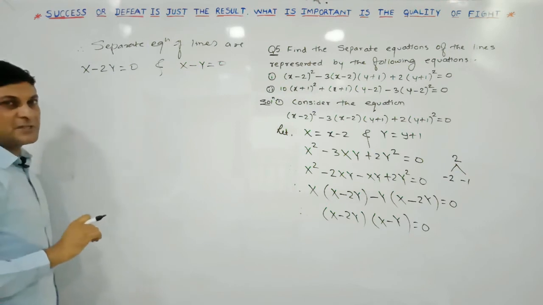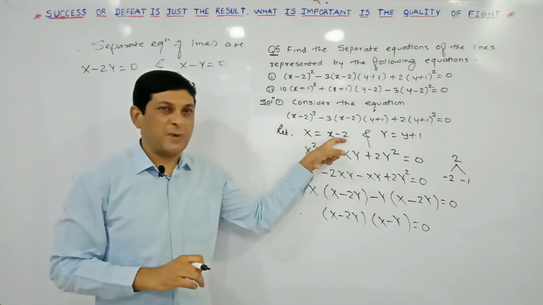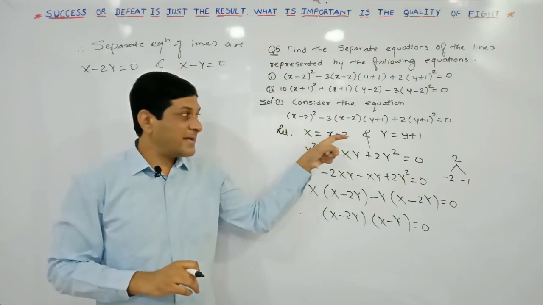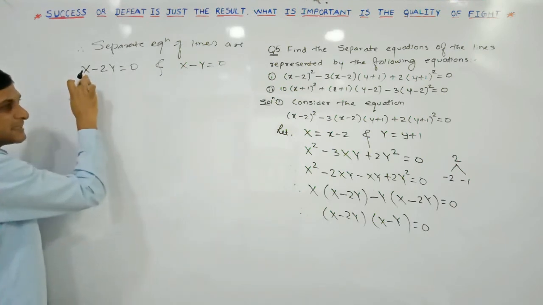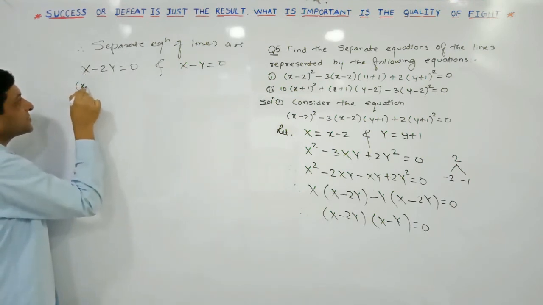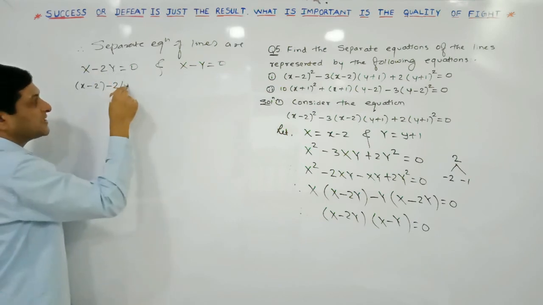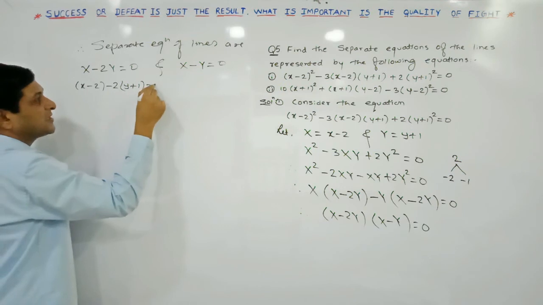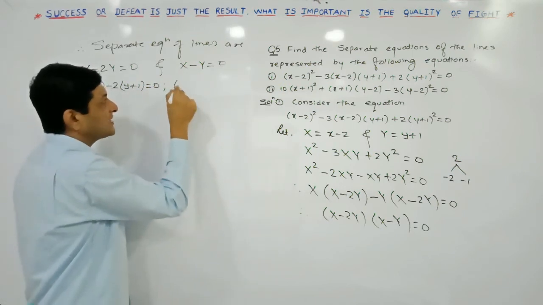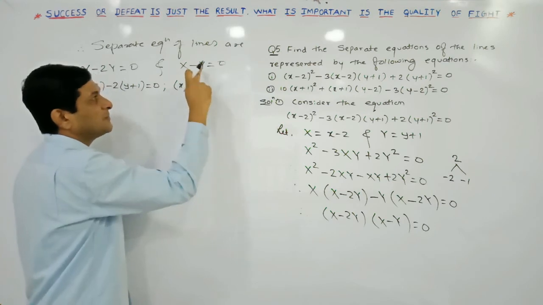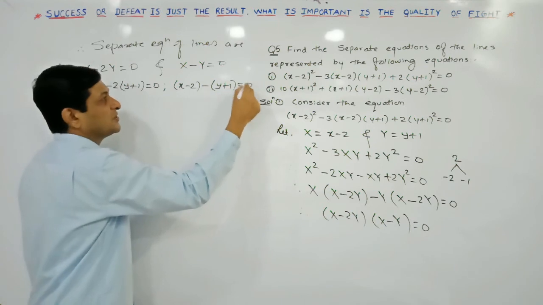Once the separate equations are known to us, then what is our supposition here? Capital X means x minus 2. So replace capital X by x minus 2 and capital Y by y plus 1. So we are replacing this X by its value x minus 2, minus 2, keep it as it is, replace Y by its value, that is y plus 1. On this side equal to 0, keep it as it is. Again here replace X by x minus 2, minus, keep it as it is, replace Y by y plus 1. On this side 0, keep it as it is.